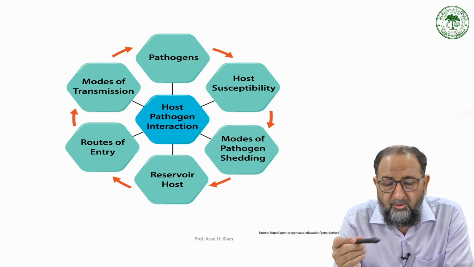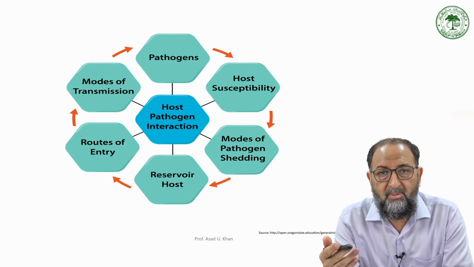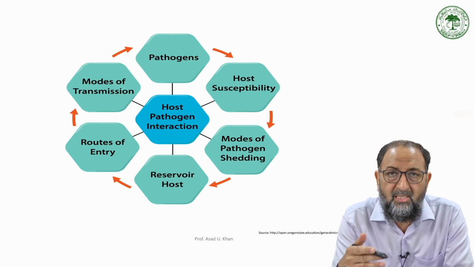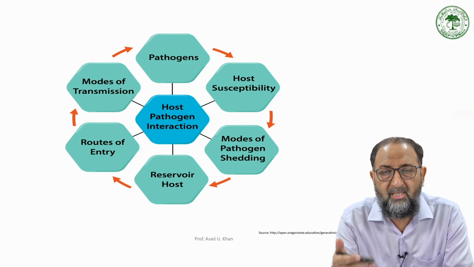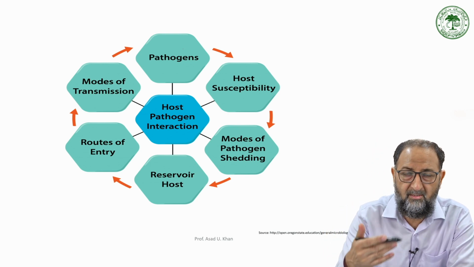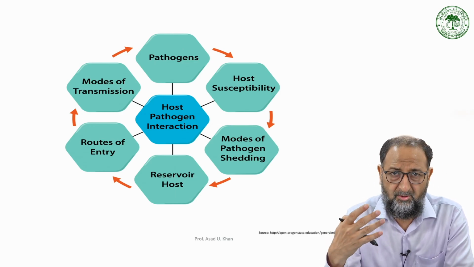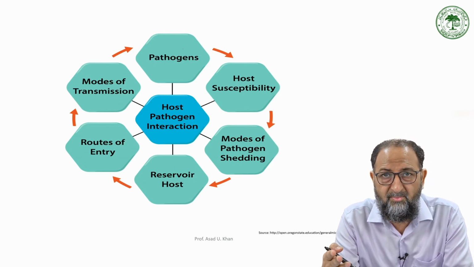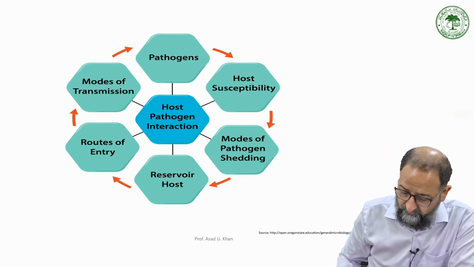For example, if the pathogen is available and the host is not susceptible, is resistant, then the pathogen will not work. Similarly, susceptibility is required for the pathogen to interact with the host. And what is the mode of pathogen shedding? How does a pathogen enter and penetrate and make the host a reservoir? Again, this is important. Then what is the route of entry and how does it transmit from one host to another host? This we call the contagious nature of the host.